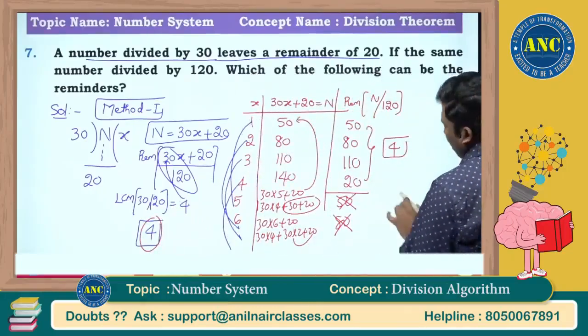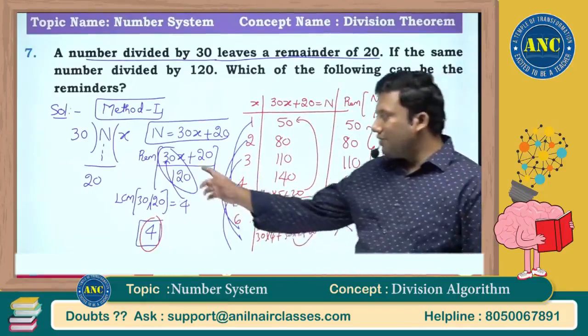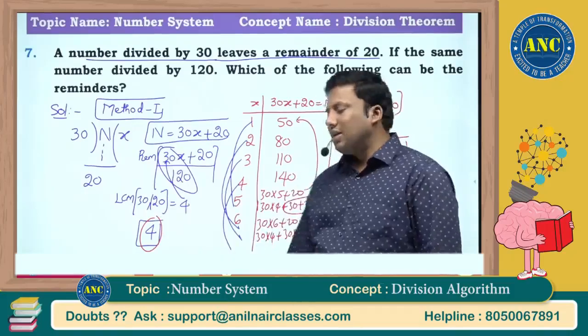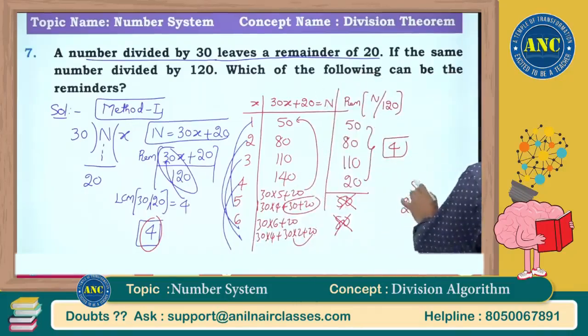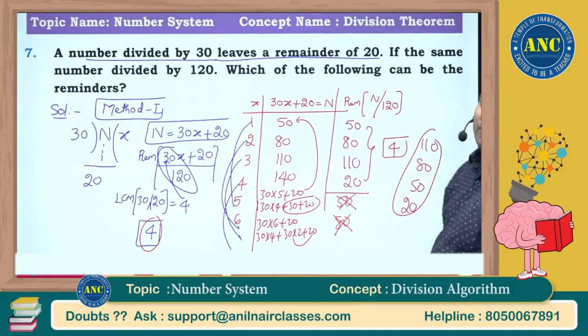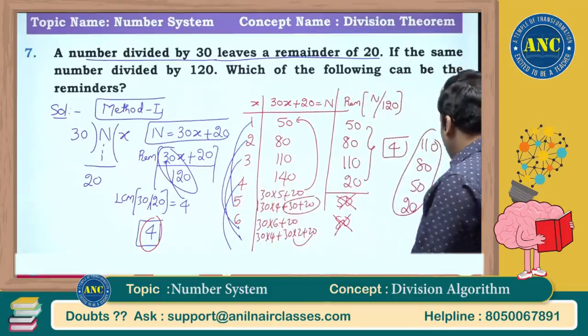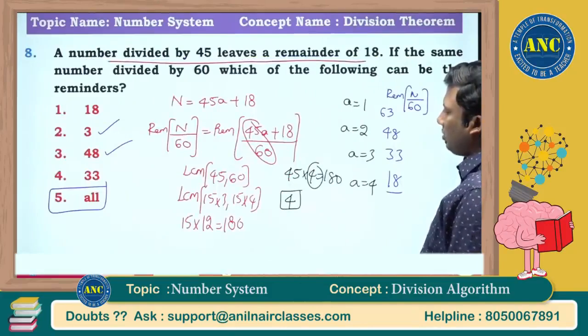What are all the remainders? Easily you can do it. Put x value 0, 20. What is the HCF of 30, 120? 30. Add 30, 50. Add 30, 80. Add 30, 110. These are all the 4 possible remainders. Right from the lowest, you can find out all the possible remainders also.